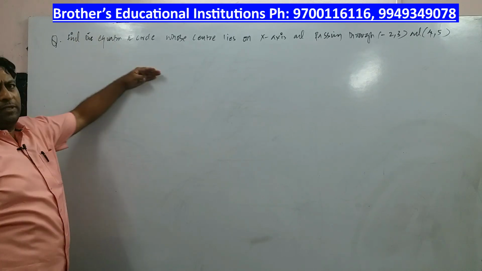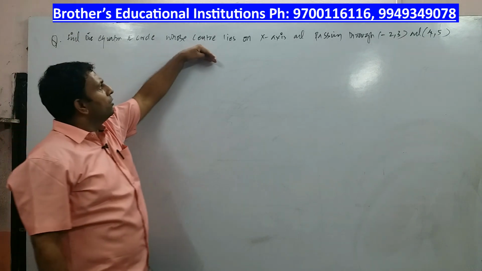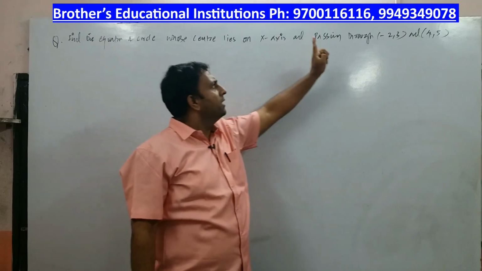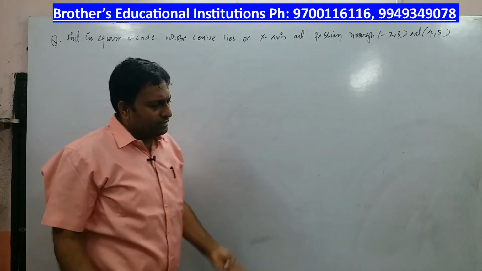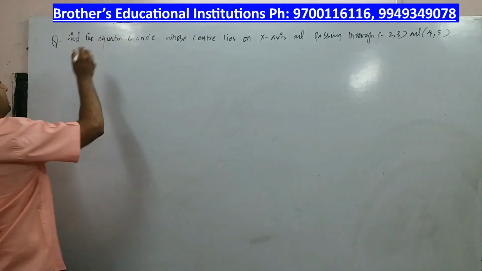Yes, I'm sure you have copied the previous problem. Now find the equation of the circle whose center lies on the x-axis and passing through the same 2 points. Similar question, the twist is the center lies not on some other line but on the x-axis.